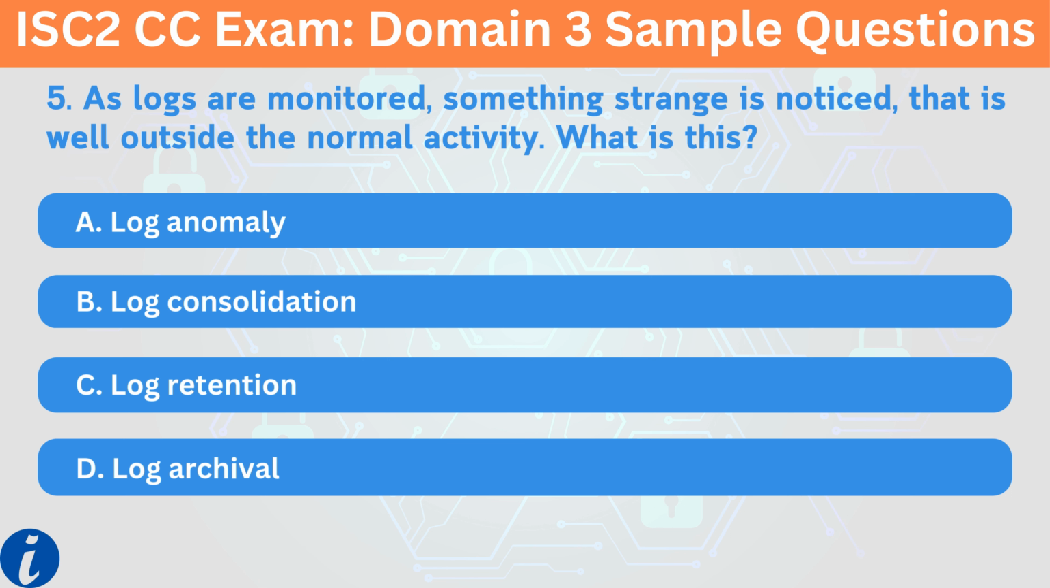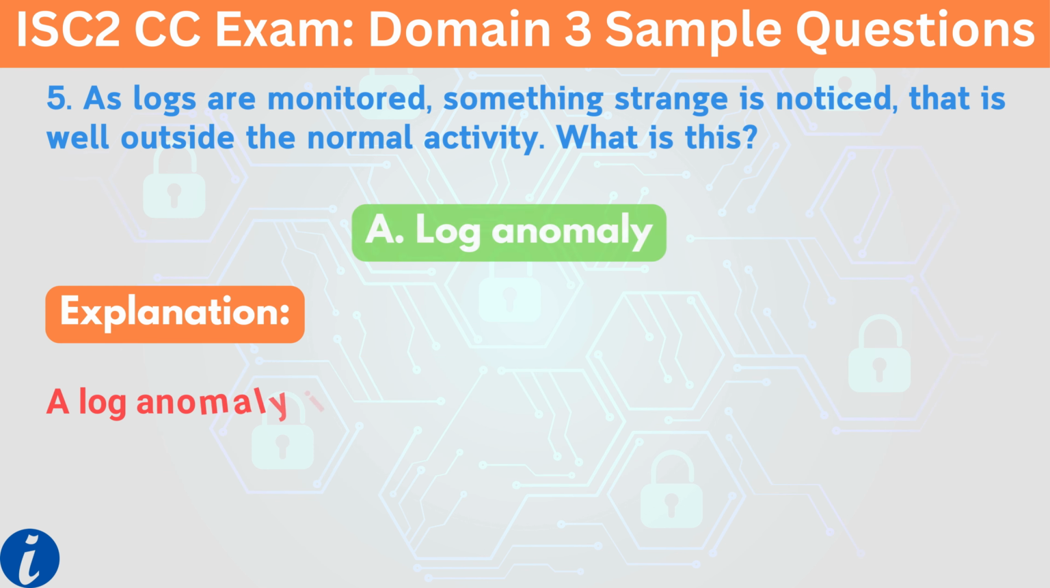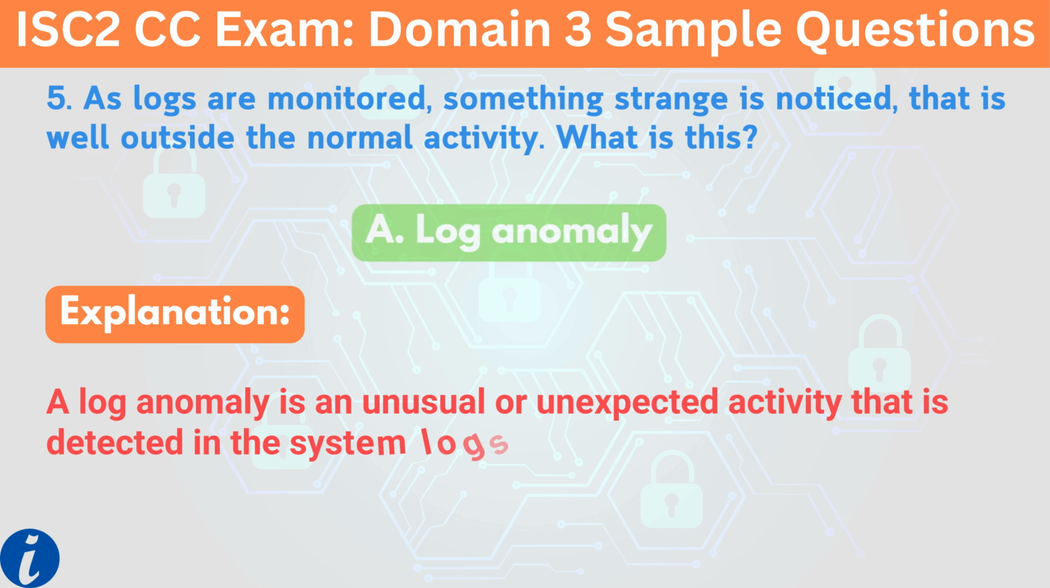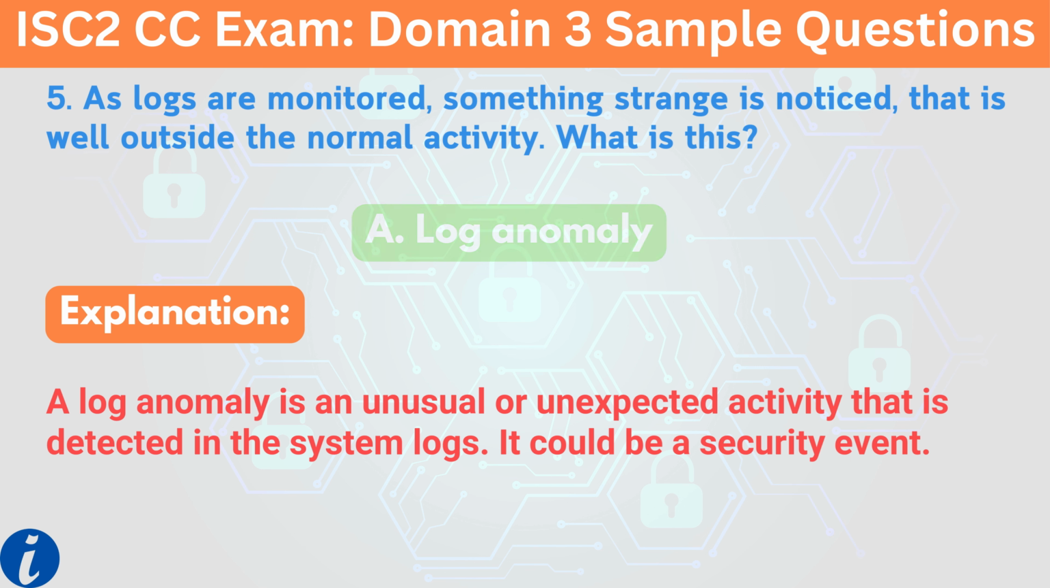5. As logs are monitored, something strange is noticed that is well outside the normal activity. What is this? A. Log anomaly. B. Log consolidation. C. Log retention. D. Log archival. The correct answer is A. Log anomaly. Explanation. A log anomaly is an unusual or unexpected activity that is detected in the system logs. It could be a security event.